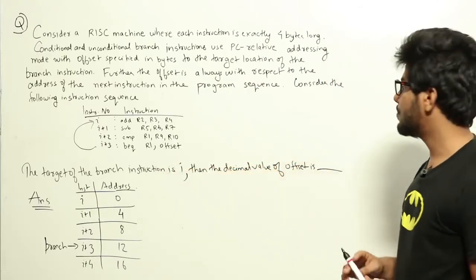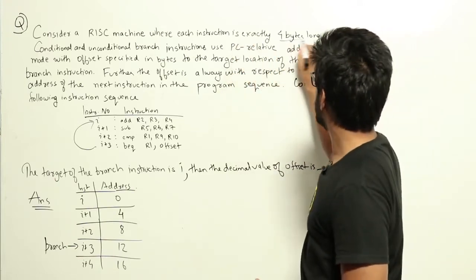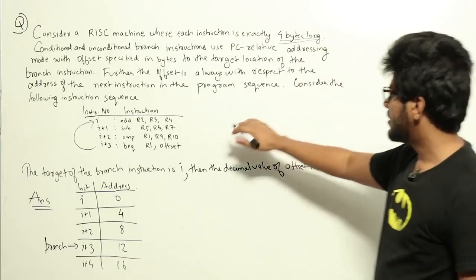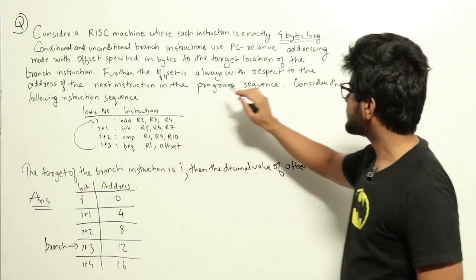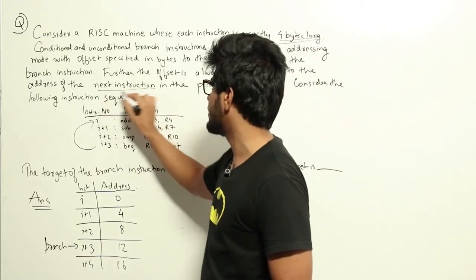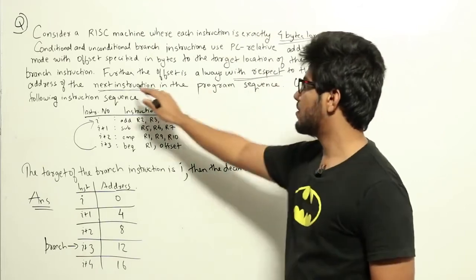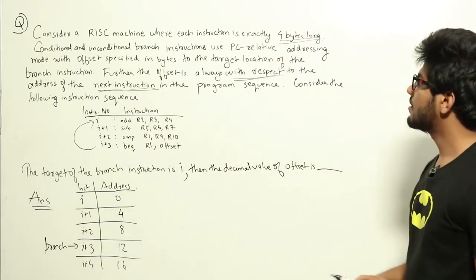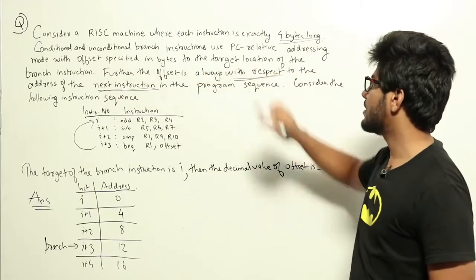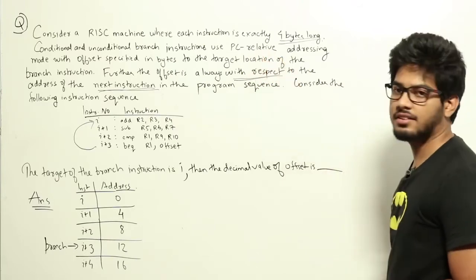Now there are a few key points mentioned in the question. One is that each instruction is exactly 4 bytes long. The other important point is that the offset is always with respect to the address of the next instruction. Also, they are saying that the offset is specified in bytes to the target location of the branch instruction, that is PC relative addressing mode.